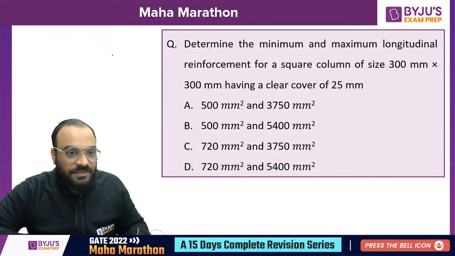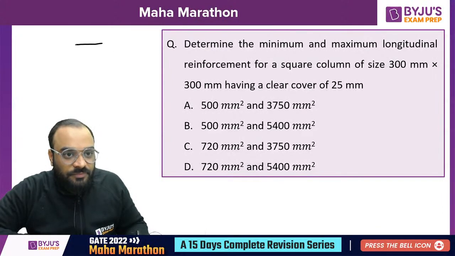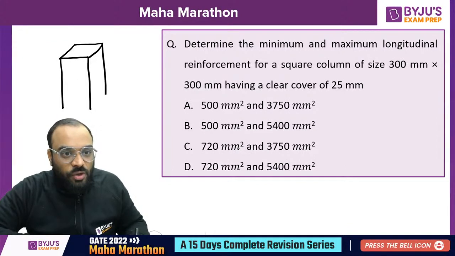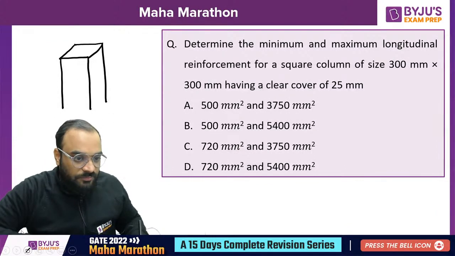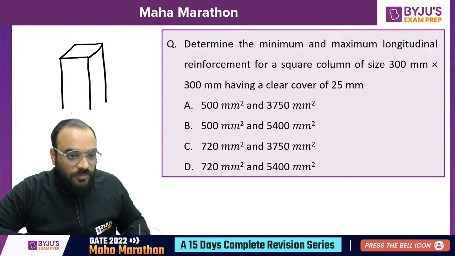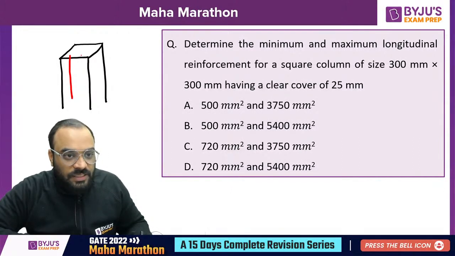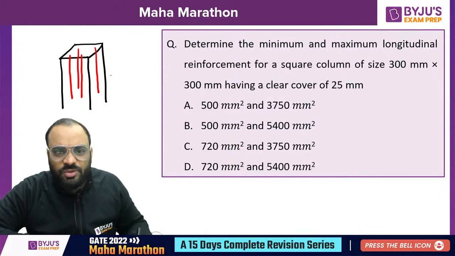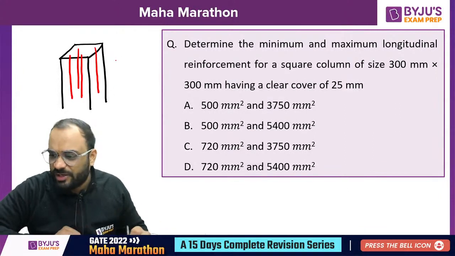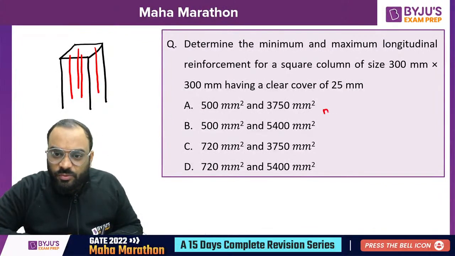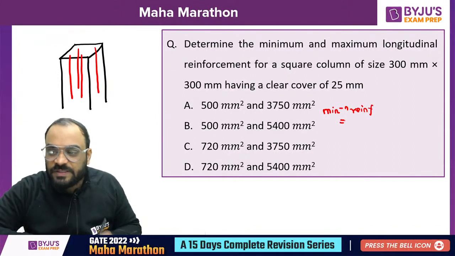Okay, very nice. Let me solve it. So guys, just imagine this is our column in which we have the longitudinal reinforcement like this. These are longitudinal reinforcement. So our task is to calculate what should be the minimum value of longitudinal reinforcement or maximum value, correct? So minimum reinforcement is equal to how much?